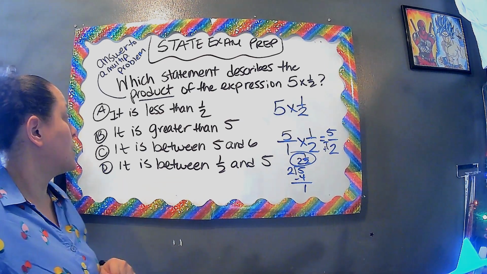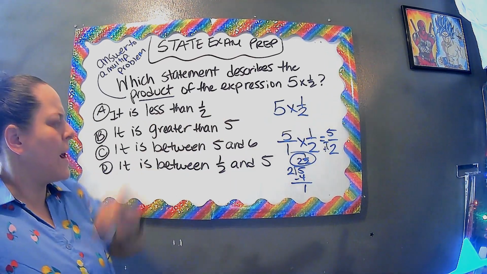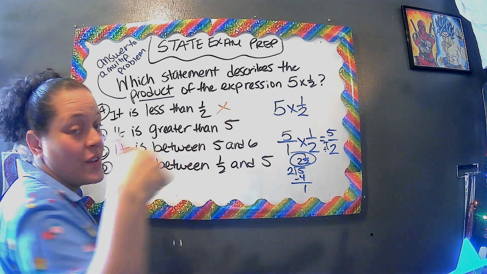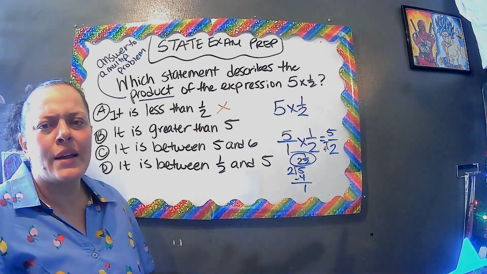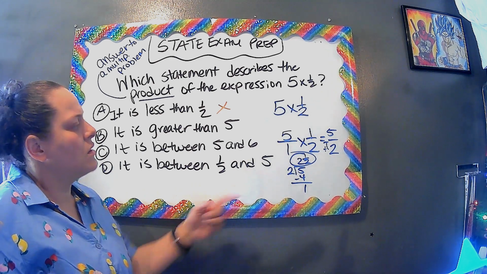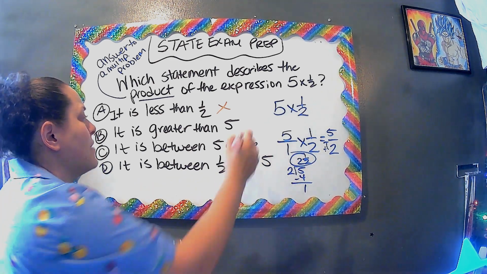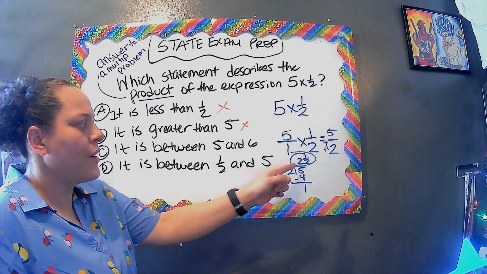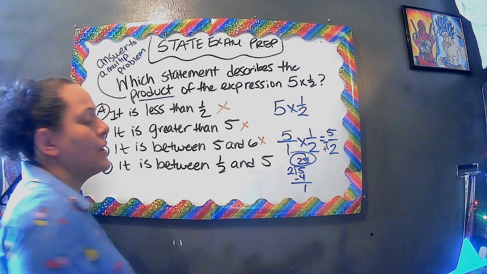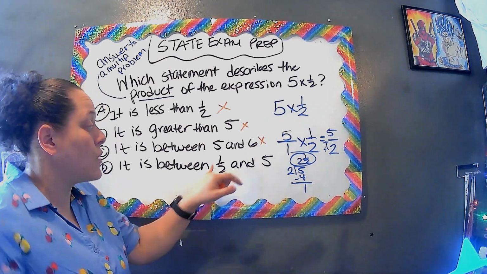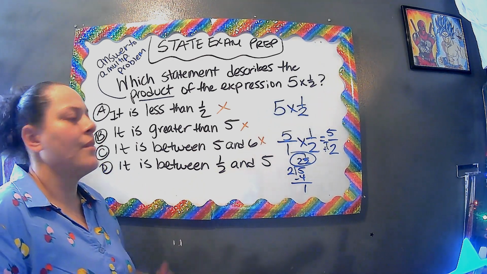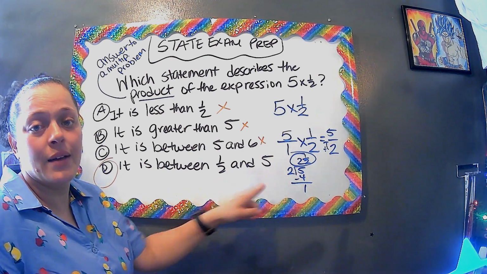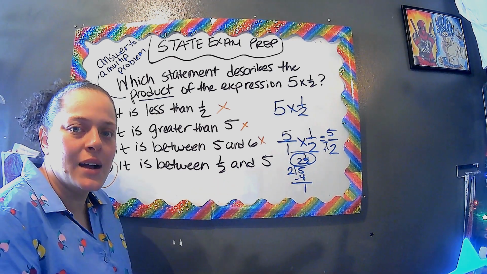Let's see what our answer choices are. We have, it is less than 1/2. Well, is that true? Definitely not, because 2 1/2 is definitely more. It is greater than 5. Is that true? Well, 2 1/2 is definitely not greater than 5. It is between 5 and 6. Well, heck no, that's 2 1/2. Nope. And guess what? Now we're between 1/2 and 5. There we go. Because what happens? We have this 2 1/2 is definitely between 1/2 and 5. That's it. Easy peasy, right?